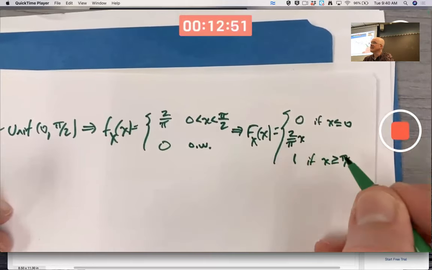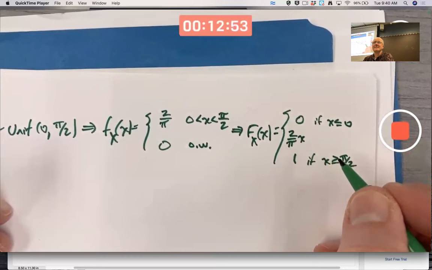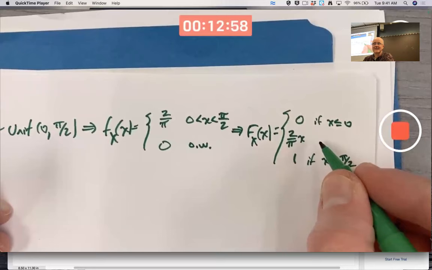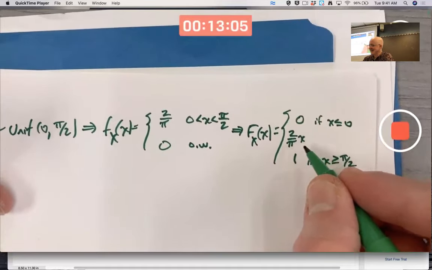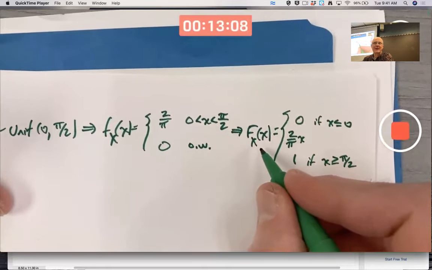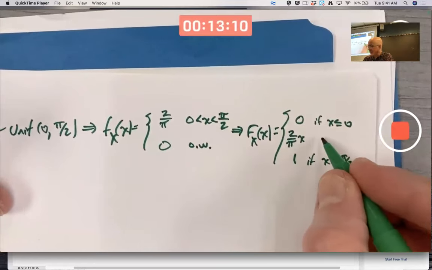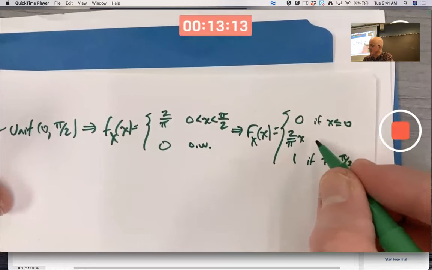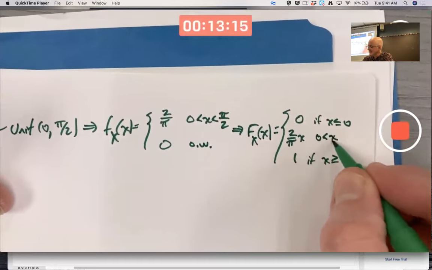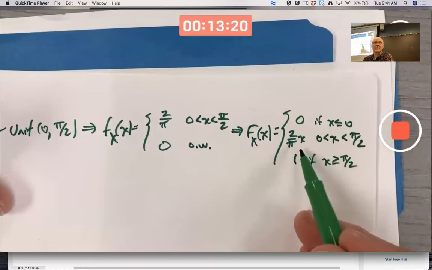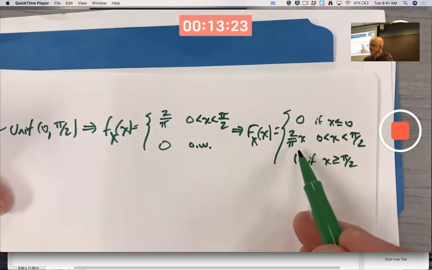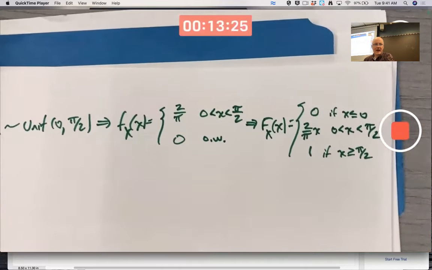Should I add a plus C when I integrate that? Should I put plus C in there? I hope you didn't. C is 0 because you want capital F of 0 to equal 0. That's why. And you want it to be continuous in this case. You want the right hand limit as x approaches 0 to be 0. So this quantity needs to be something that goes to 0 as x goes to 0. So that's the CDF for capital X.